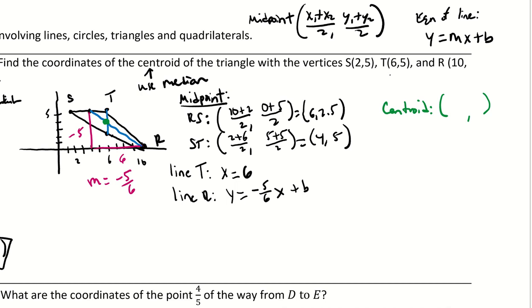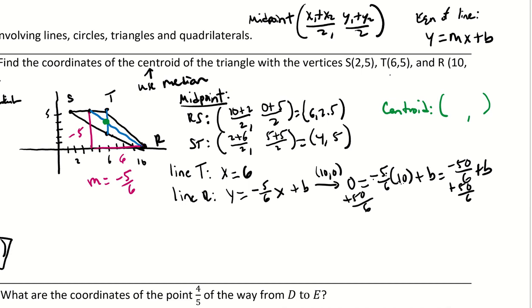So let's go ahead and use point R, because we know point R is (10, 0). So let's plug in (10, 0) into that equation. So x is 10 and y is 0, right? So let's plug in 0 equals -5 over 6 times 10. I just picked any point. You can pick any point on line R, but obviously we're just going to use R. And then plus b. So -5 times 10 is -50. So we get -50 over 6 plus b. And I'm going to add 50 over 6 to both sides. And so that's going to give me my b.